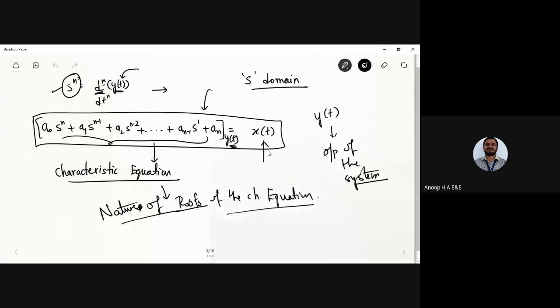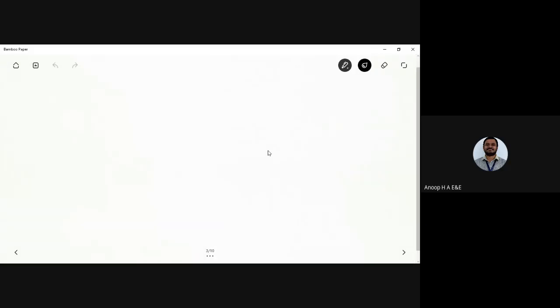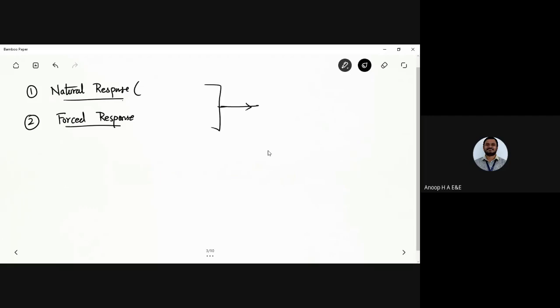Now, if I want to talk about the response of the system, I have two responses. One is the natural response of a system. Next, I have the forced response of a system. I have the natural response and forced response of a system, right? Depending on these two responses, I'm going to add both of them to get the total response of the system.